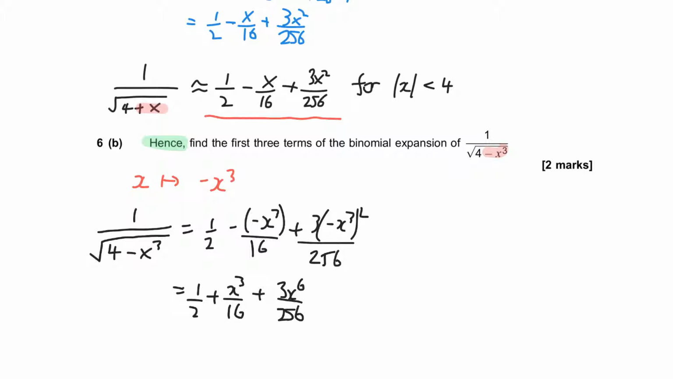The following part of the question actually uses this same function, so let's just tidy up again what we found so far. We've got an approximation, so the function we're approximating is 1 over the square root of 4 minus x cubed, and we found that that is approximately equal to this polynomial. So now let's take a look at part C.